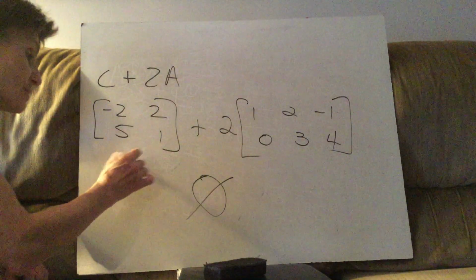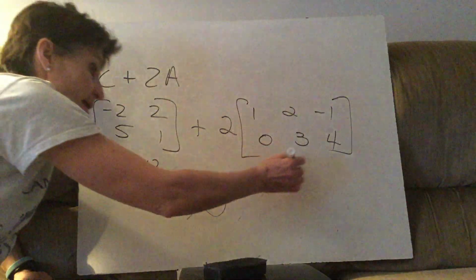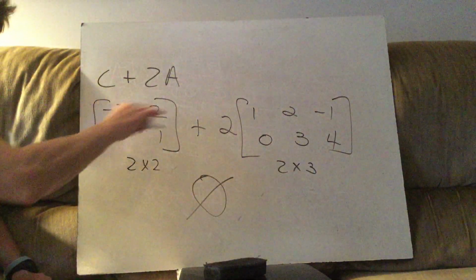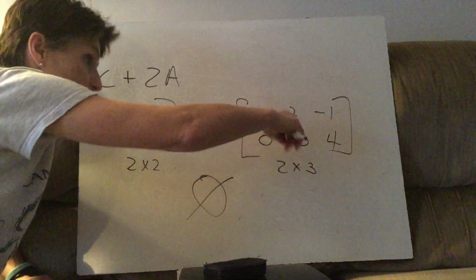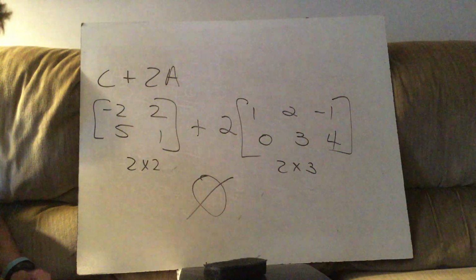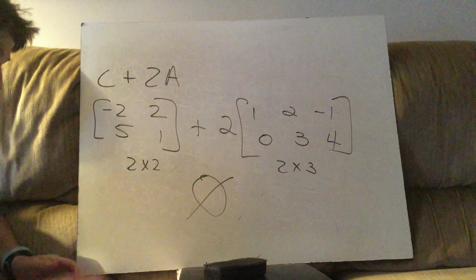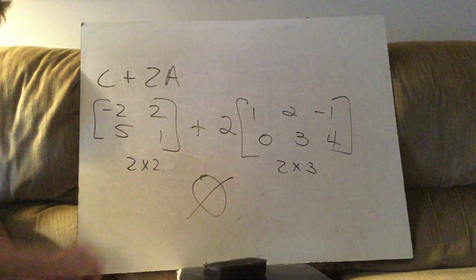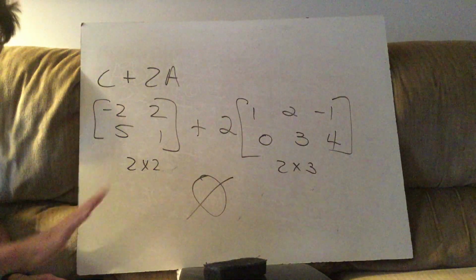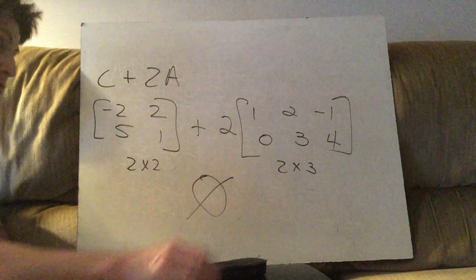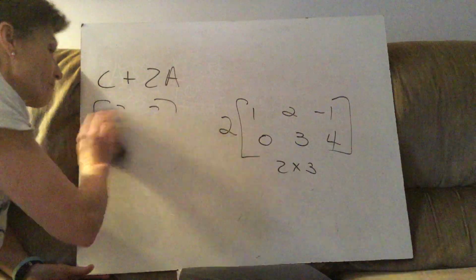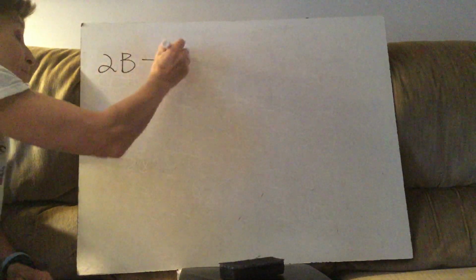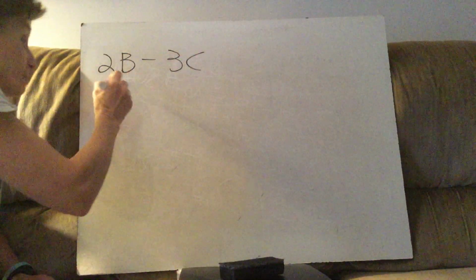And this guy is a 2 by 2, and this guy is a 2 by 3. 2 rows, 2 columns, 2 rows, 3 columns. So there is no way that those can be added. That is no solution, can't be added, dimensions don't match. However you want to explain it, there's no answer to that problem. So, on to the next one, which is 2B minus 3C.